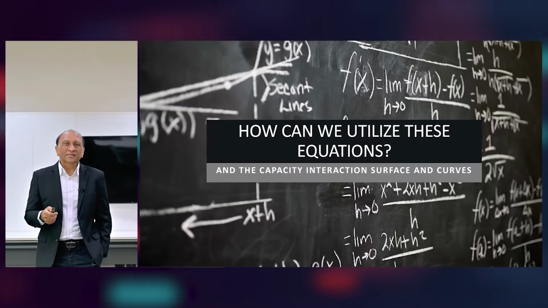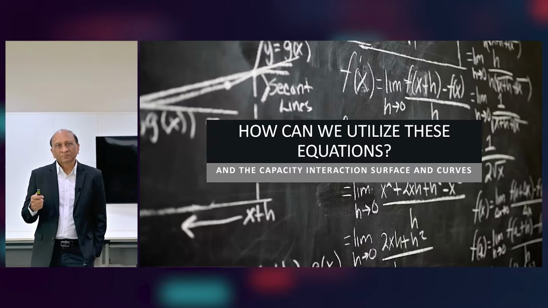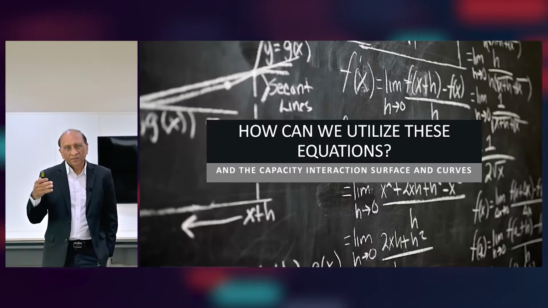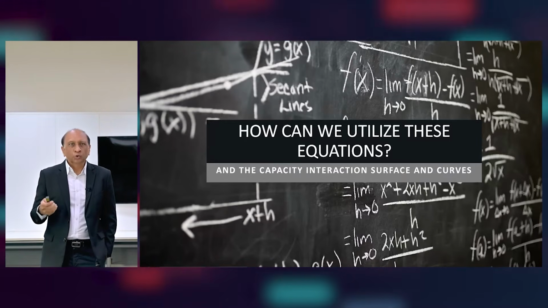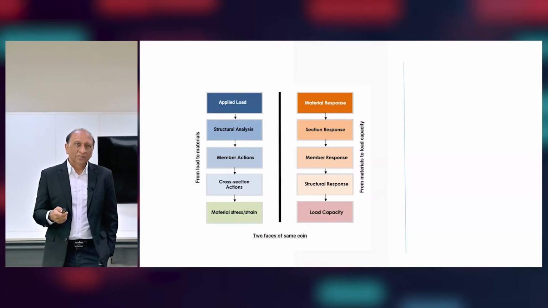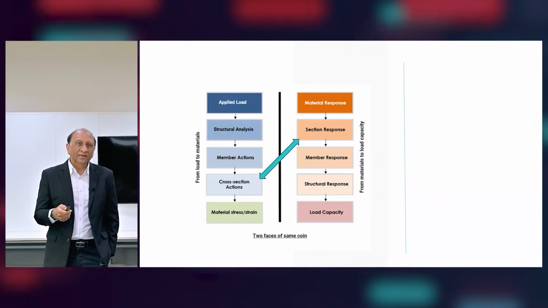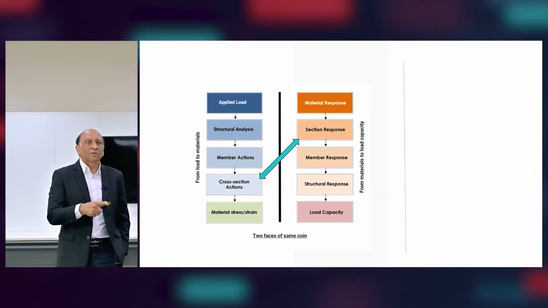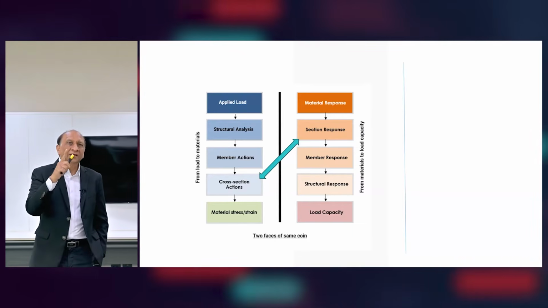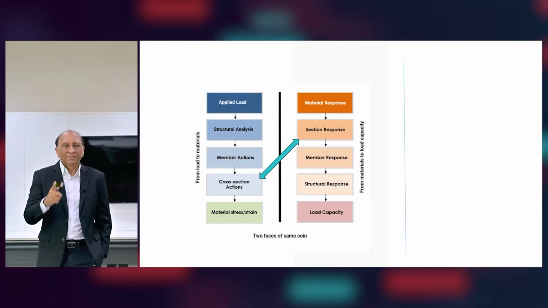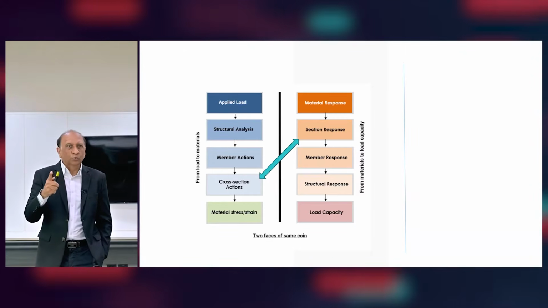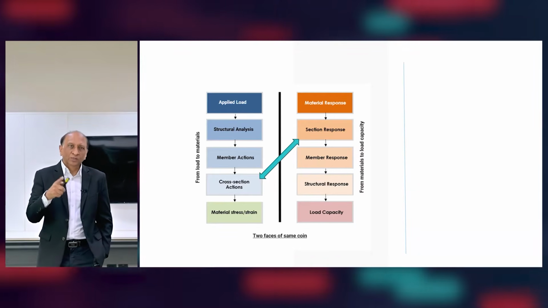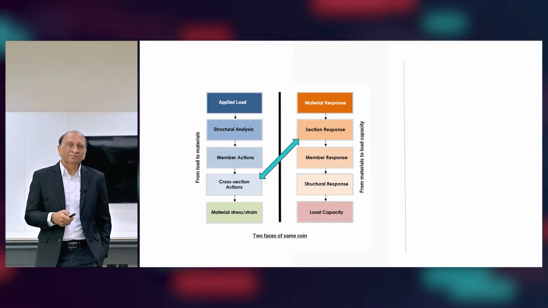So we utilize these equations, as I said, as tools for capacity check. Basically, we compare the section response with the cross-section action determined from the analysis, like I showed you earlier: MU versus phi MN, or PU versus phi PU, and so on. So we can do that from this comparison.